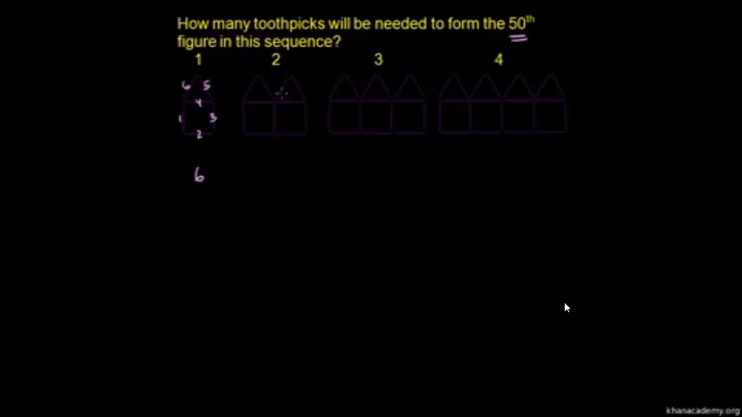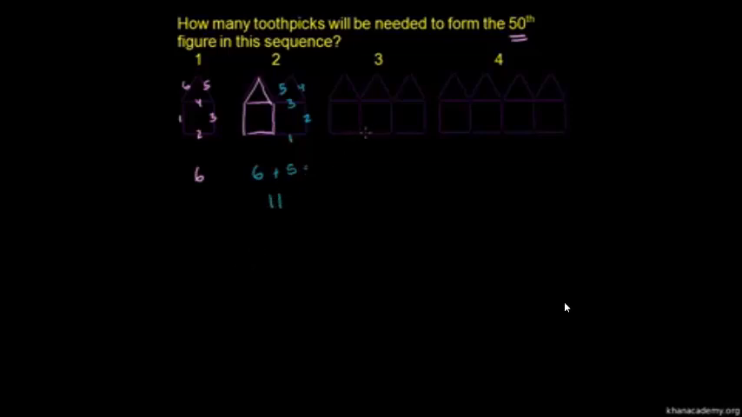How many do we have in our second figure? Well, we're going to have these 6 that we had in the first, right? This is the first figure right here. Let me just trace it. That's the first figure right there. And then how many new toothpicks are we going to have? We have 1, 2, 3, 4, 5. So we have 6 plus another 5. So we have the 6 in the original one plus another 5, which is equal to 11 toothpicks.